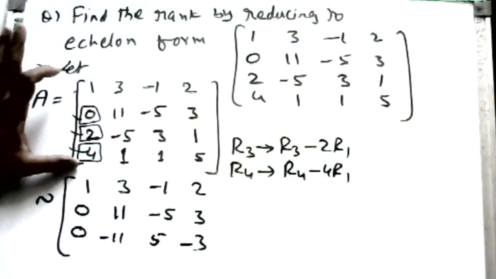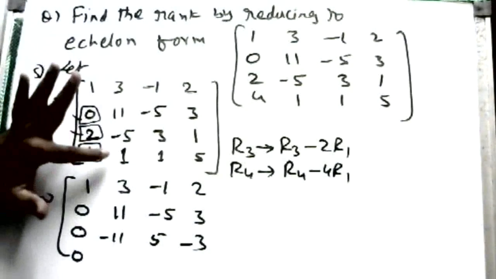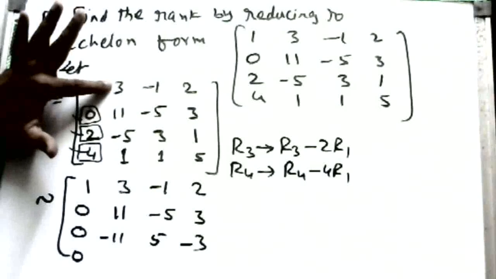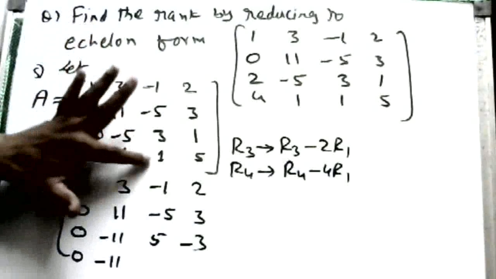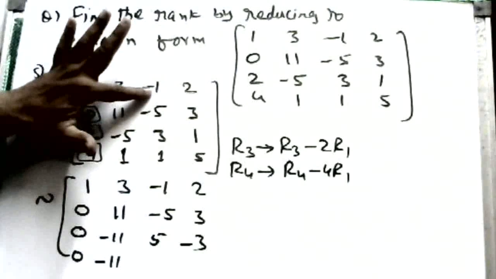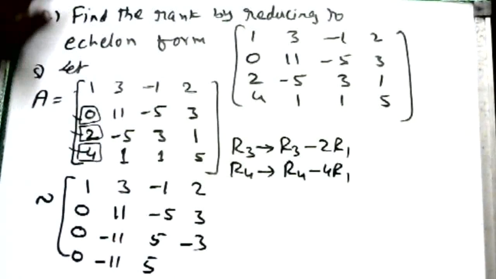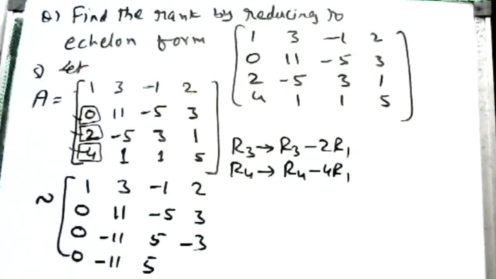In the same way, see here, R4 minus 4 R1. 4 ones are 4, 4 minus 4, 0. 4 3s are 12, 1 minus 12 is minus 11. Next one, minus into minus is plus, 4 ones are 4, 4 plus 1, 5. 4 twos are 8, 5 minus 8 is minus 3. So we finish the first step.